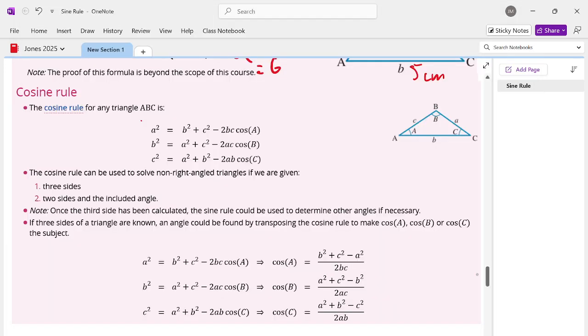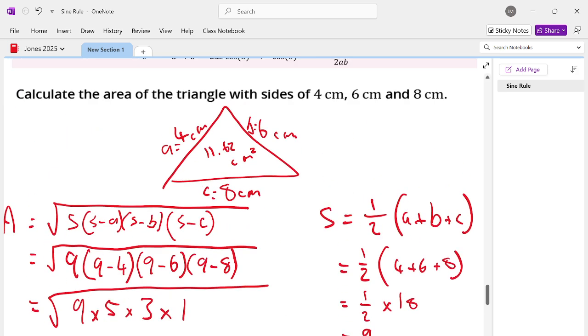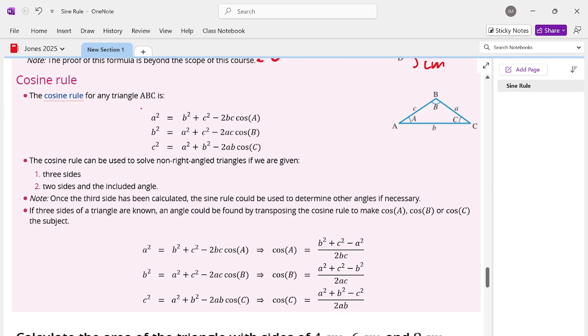Cosine rule. So here we have the cosine rule. Basically, it says that the square of side length A is equal to the square of side length B plus the square of side length C minus 2 times side length B times side length C times the cosine of angle A. It's a lot of information, but as long as we know which formula to choose, we can select the correct variable to substitute in, and it'll just solve for us.